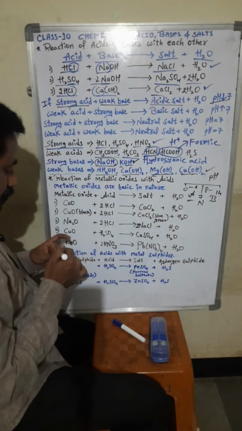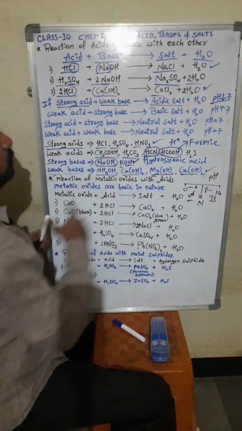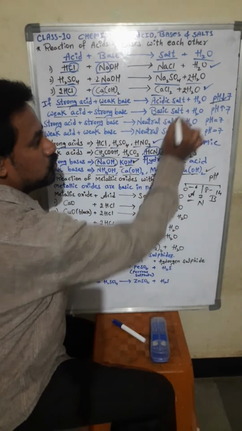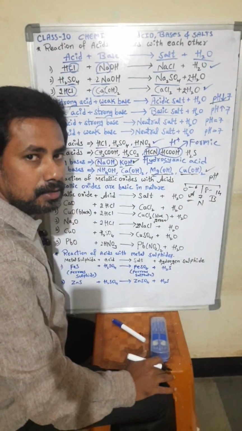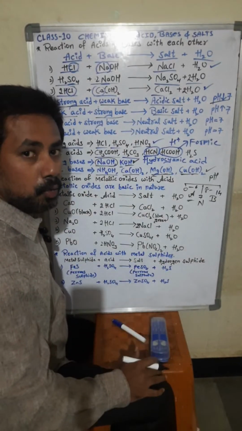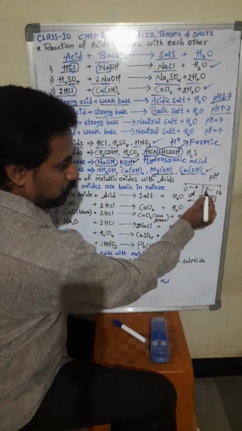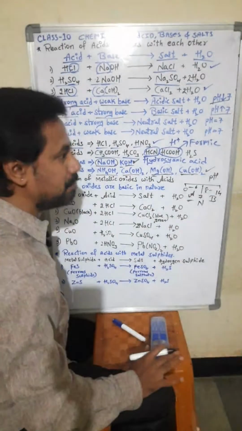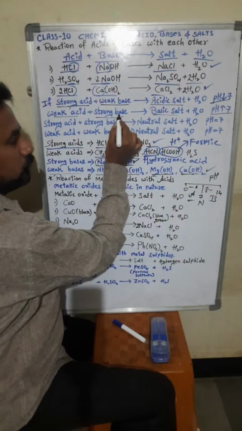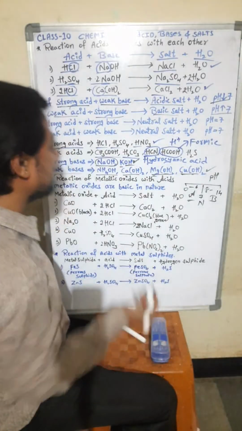Next, weak acid we are taking. Acid is weak, base is strong. Salt will be basic, it is a basic salt. It means pH should be above 7. Above 7 means what? 8 to 14. What is B? B means base. So plus water. Weak acid, strong base, basic salt plus water. Simple is there, easy is there.